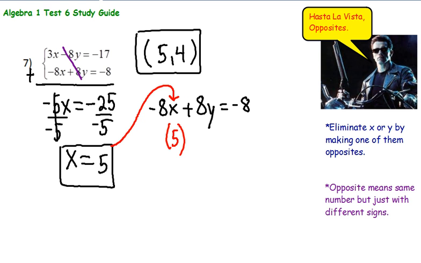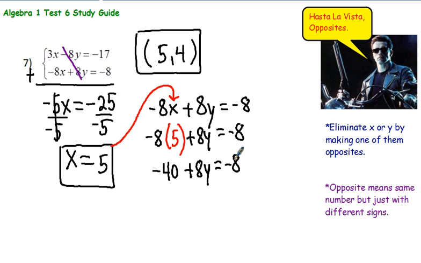So you notice, again, I'm using the different colors, so you see where the substitution is taking place, where I'm replacing that number. Plus 8y equals negative 8. Negative 40 plus 8y. Be careful at this point, by the way. It's really easy to make some tiny little mistake as you're just kind of flying through here, maybe not thinking about what you're doing. So just be careful at this stage of it.